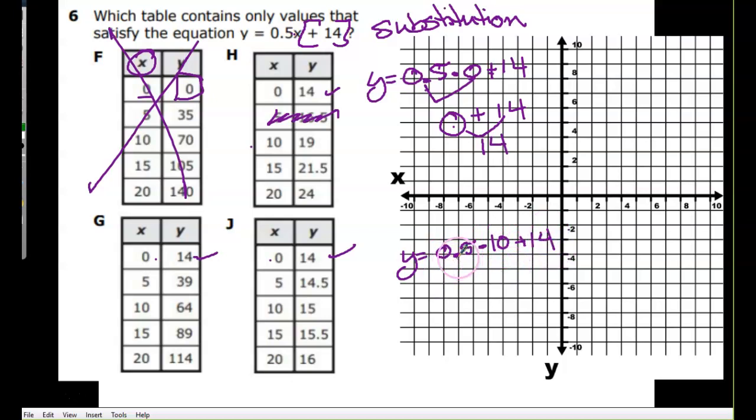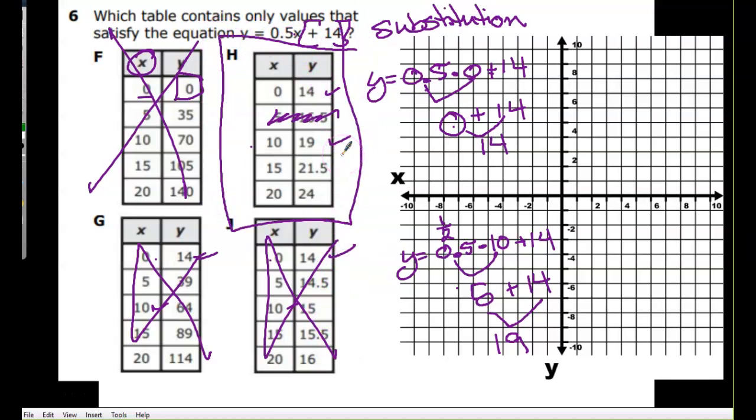Well, 0.5, isn't that really just saying 1/2, 50 cents, 1/2 of a dollar? Okay, well, 1/2 of 10. That really makes that math easy. Half of 10 is 5 plus 14. 5 plus 14 is 19. So if I put in 10, I should get 19. Put in 10, get 19. That works. Put in 10, got 64. That one's out. Put in 10, got 15. That one's out. And with two simple substitutions, I have discovered that my answer is H.